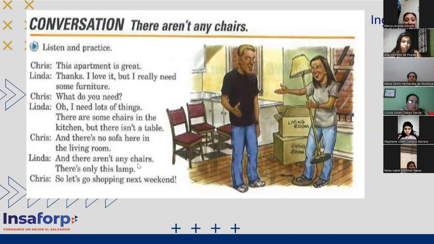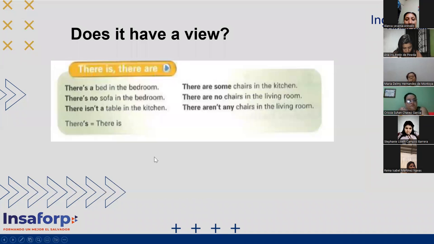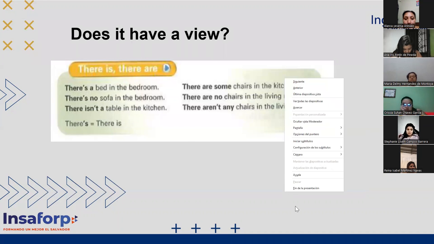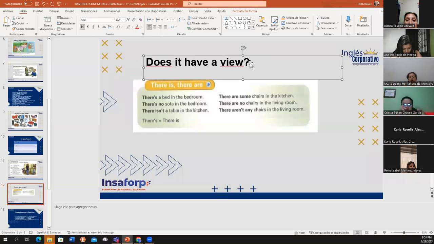Nuevo vocabulario? No, right. All of that is in the previous vocabulary that has been working on. Okay. Now the explanation about there is and there are. So what is the meaning of there is and there are? There is for singular, and there are is for plural.